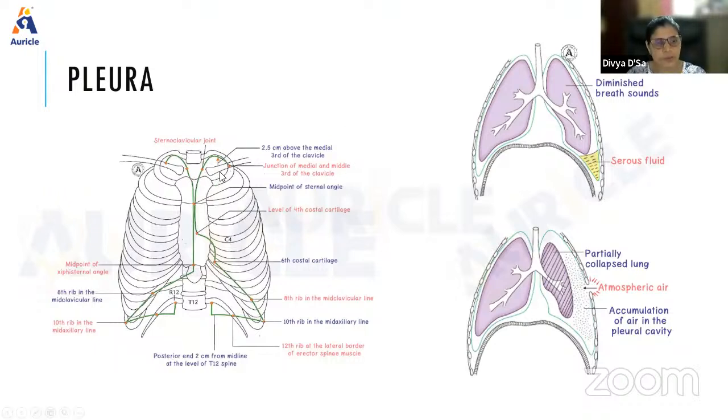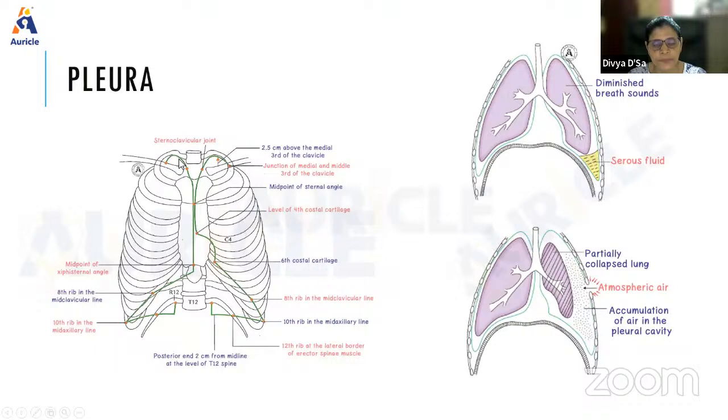So the reflection of the pleura here will be the same on either side, that is the cervical pleura. You mark a point about 2.5 centimeters above the medial third of the clavicle. The next point you will mark about the sternoclavicular joint here. Then you mark the midpoint of the sternal angle, near the sternal angle. So you join all these points. This is the cervical pleura here.